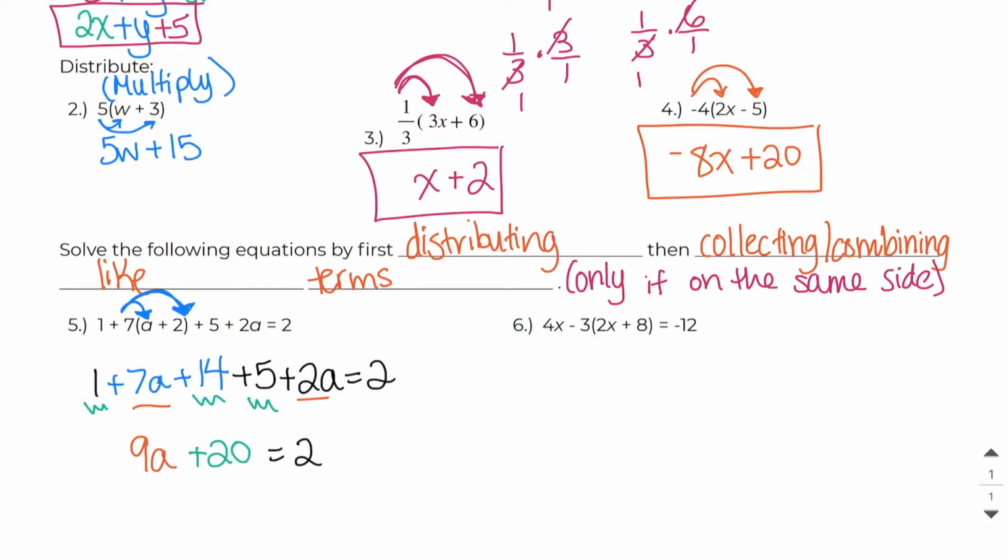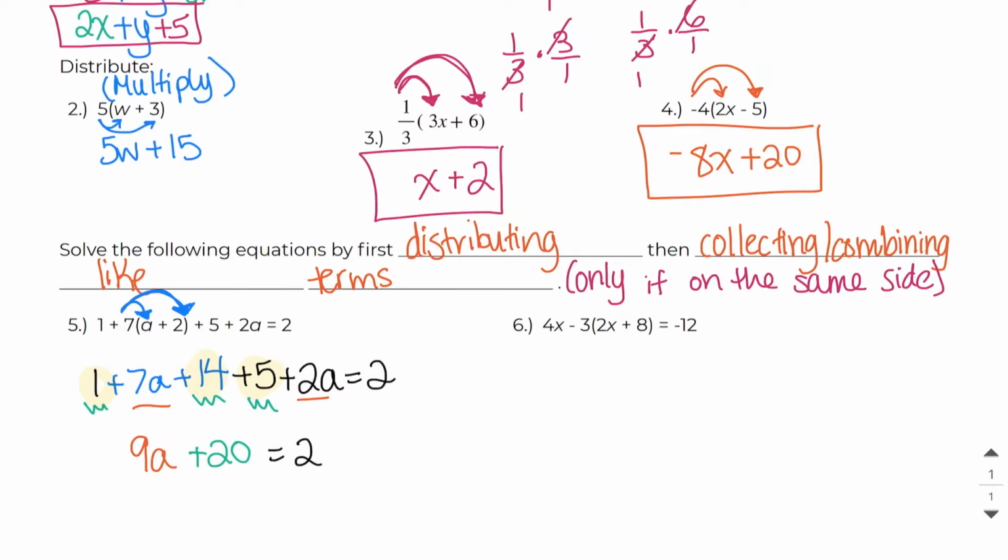Now, I only combine or collect the 1, the 14, and the 5 together. Sorry, I meant to say 5, because the 2 right here is on the other side of the equation, so I do not put it together with the 1, the 14, and the 5. They have to be on the same side. Now, once I've done that, I can just solve this like a normal equation.